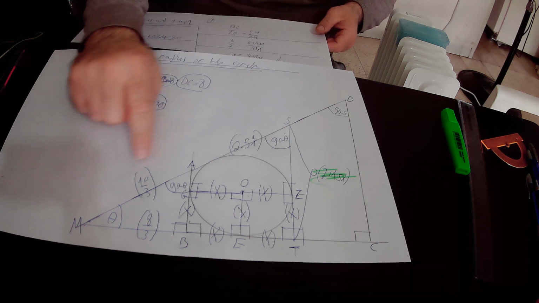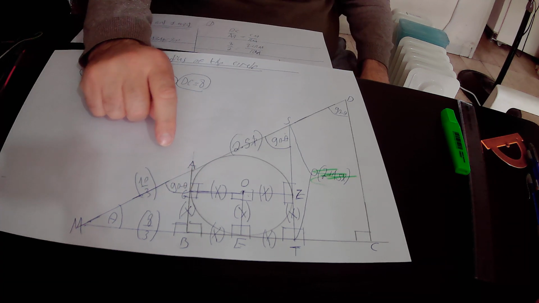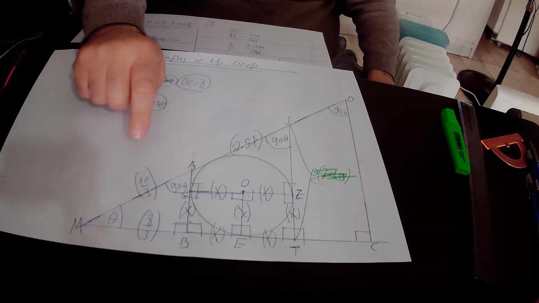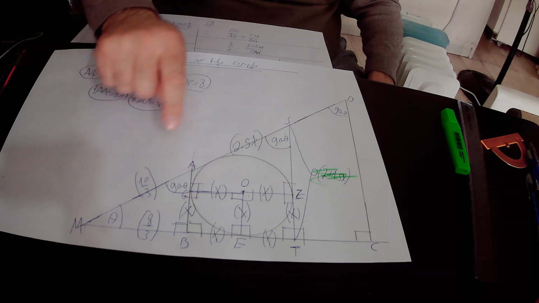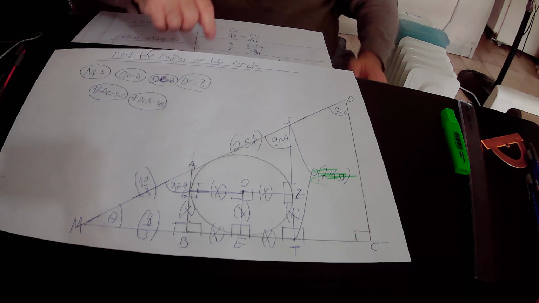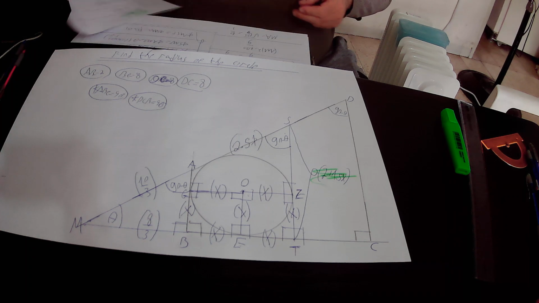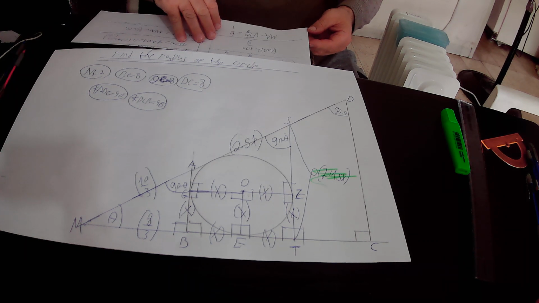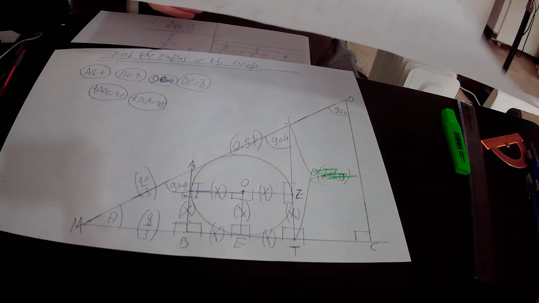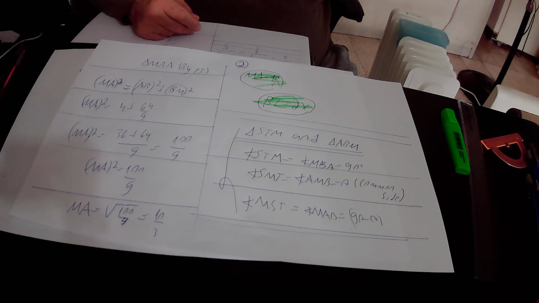Then we focus on this small right triangle BM, and we implemented the Pythagoras theorem on it. According to the Pythagoras theorem, AM square equals AB square plus BM square. Repeat again. In the small right triangle MBA, AM square equals AB square plus BM square.